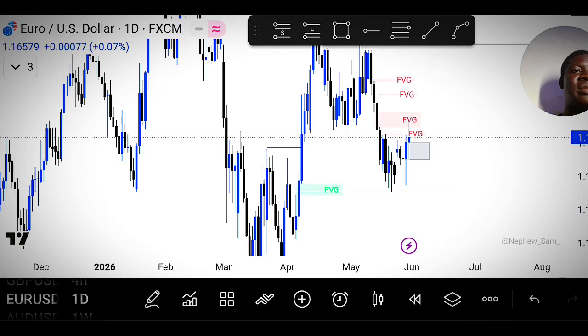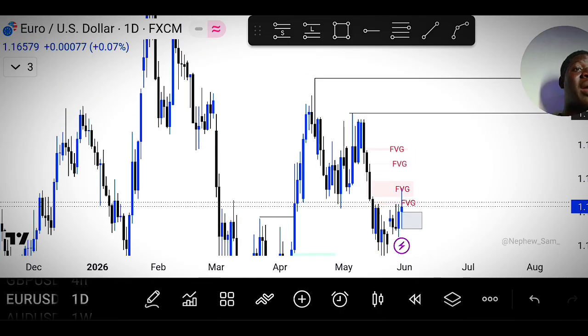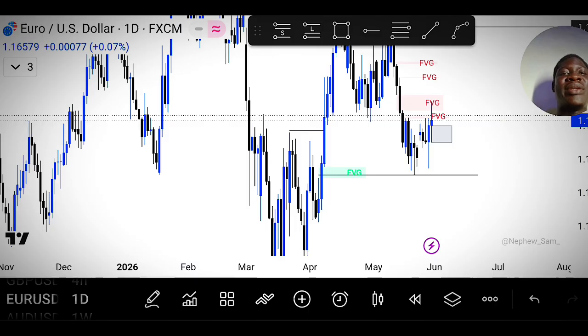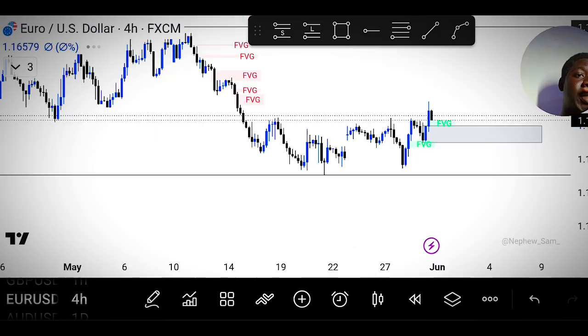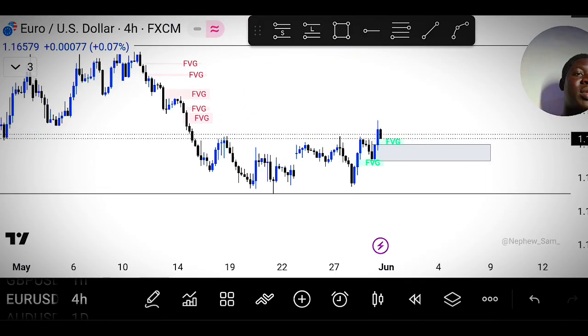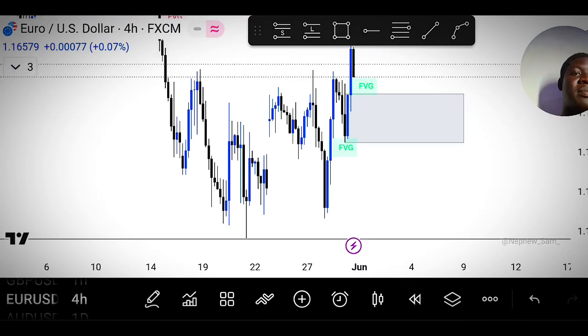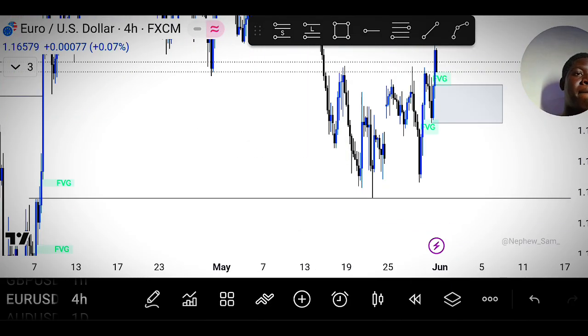Immediately the market tapped the FVG. What can you see? You can see another move to the upside. So for now, GBP USD, we are bullish. Euro USD also, we are also bullish. So as you can see, I've already marked my points of interest.